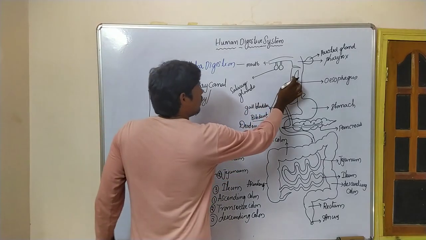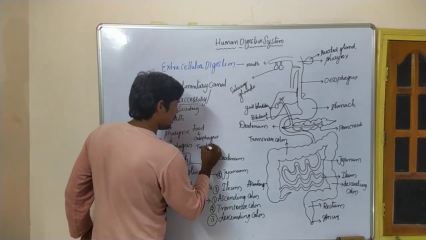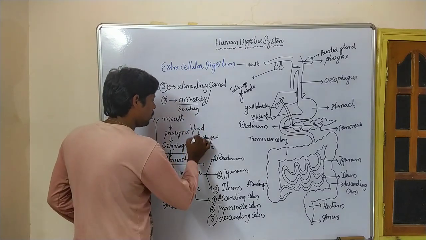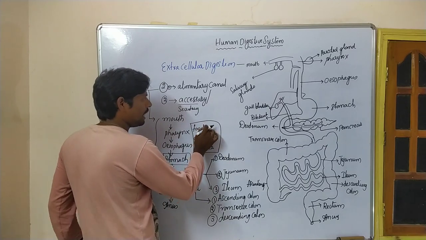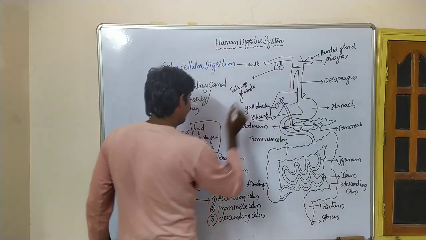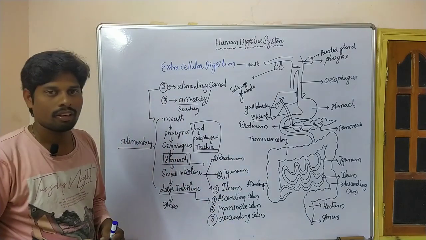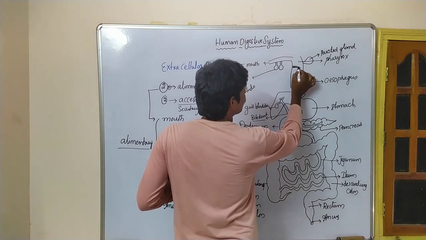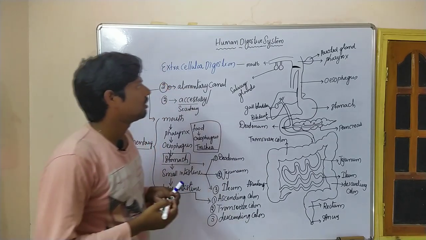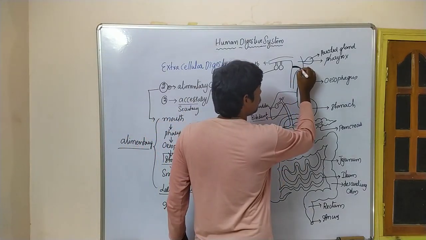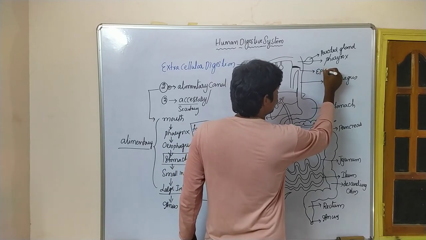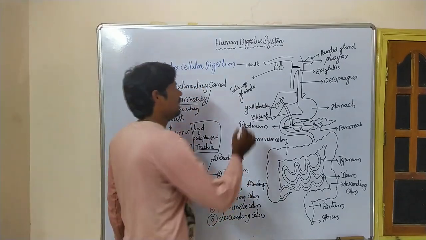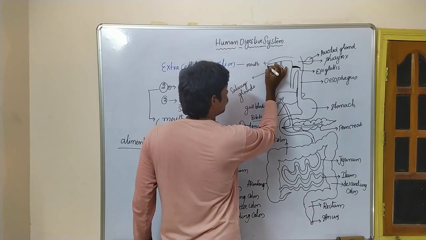rather than the lungs, nothing but the trachea, a part of the lung. See, this is a very important concept actually. Why does food enter into the esophagus rather than the trachea? We can see here is a structure. This blocks it, and that structure is called the epiglottis.